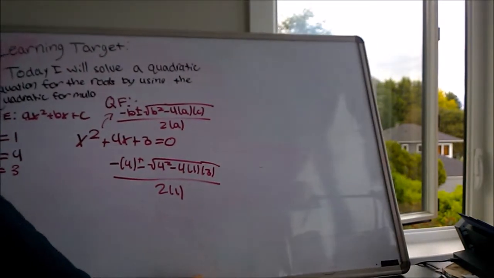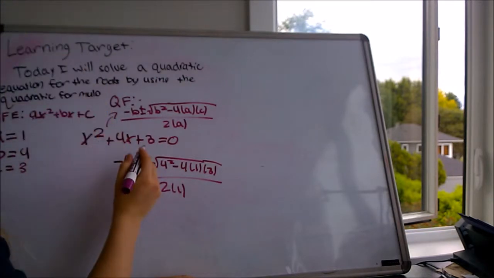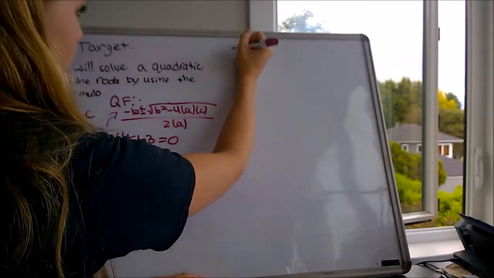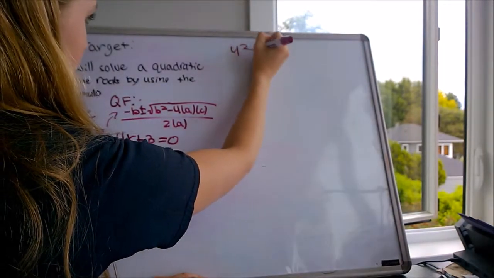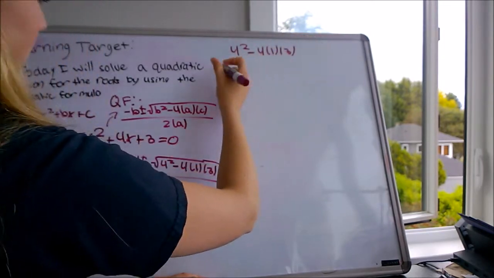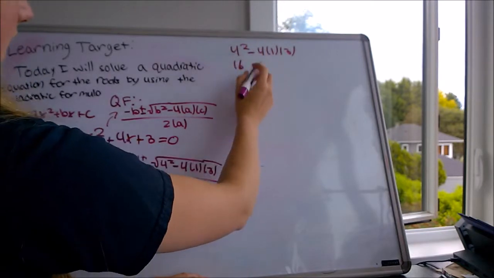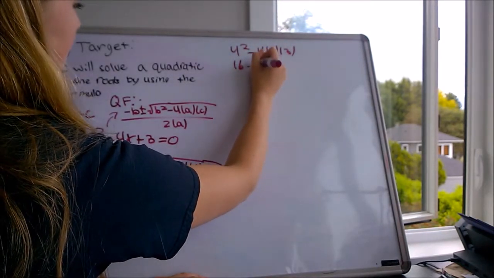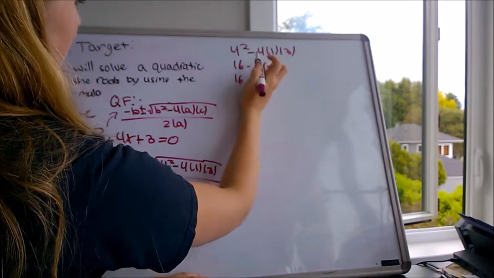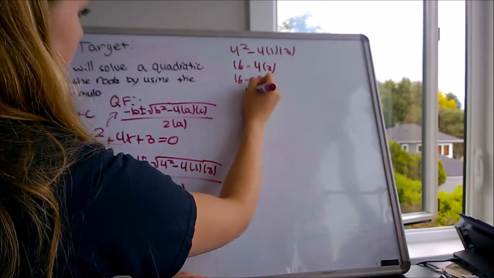Now what we can do is solve the discriminant, which is everything under the square root sign. So what we do is 4 squared minus 4 times 1 times 3. Our first step is 4 times 4 is 16. Negative 4 times 1 is negative 4, and you rewrite the 3. So 16, negative 4 times 3 is negative 12. 16 minus 12 is 4.